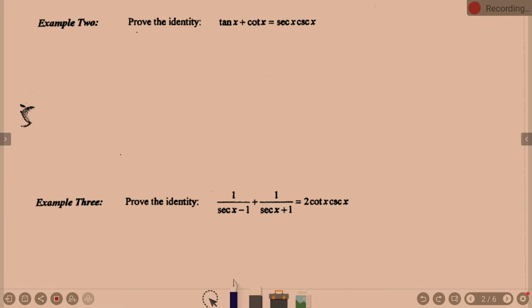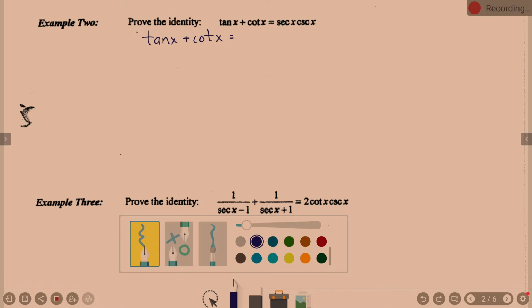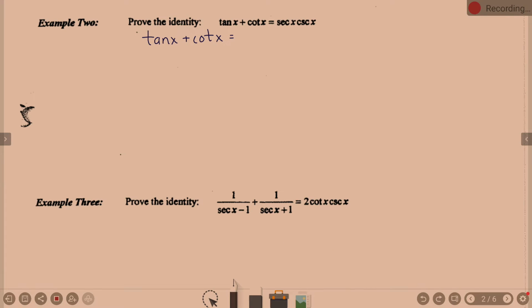Prove the identity. Tangent x plus cotangent x equals secant x times cosecant x. Okay, so here's what I'm going to set us up as. We are starting with tangent x plus cotangent x. What is my goal in the end? My goal in the end is for us to equal secant x cosecant x when we get to the end.